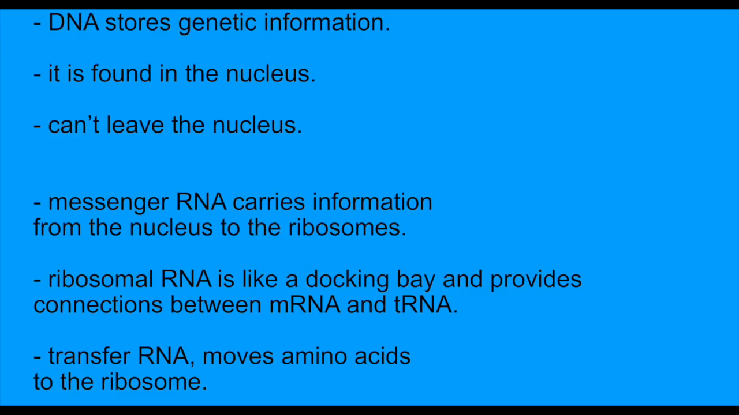The main things to remember are that DNA stores all genetic information for living things. DNA is found in the nucleus, and DNA cannot leave the nucleus. Messenger RNA carries information from the nucleus to the ribosome. Ribosomal RNA is like a docking bay that provides connection between mRNA and tRNA. Transfer RNA transports the amino acids to the ribosome.